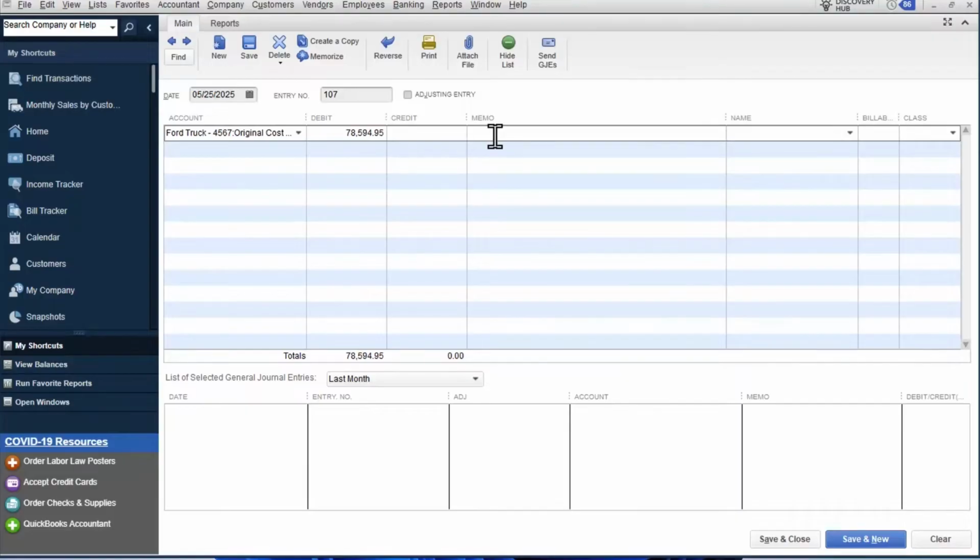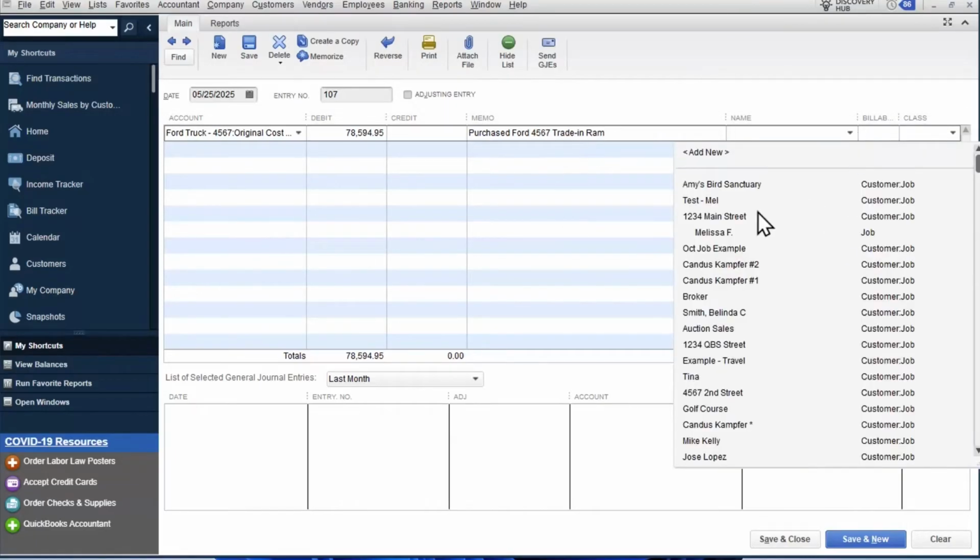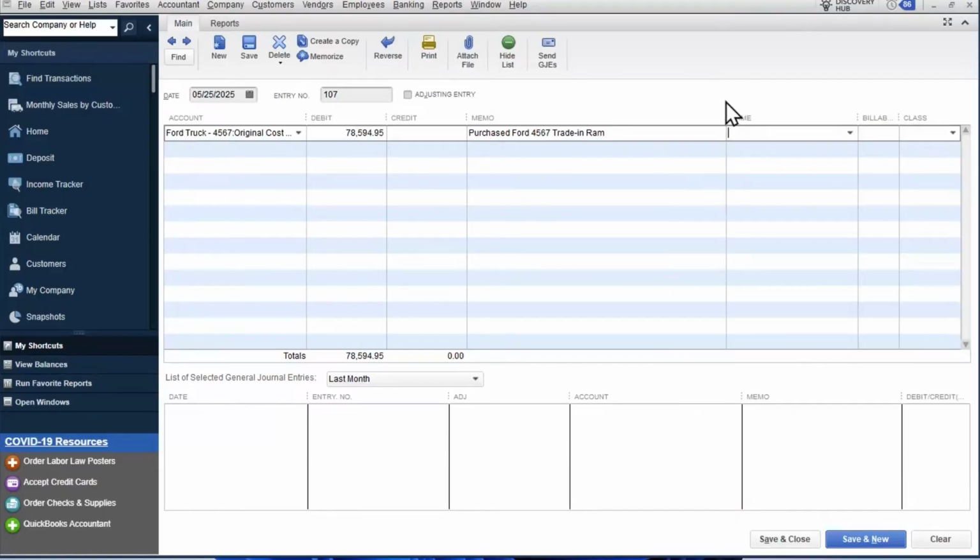Next, we are going to add purchased Ford and the last digits of that VIN number, trade in RAM, and then the VIN number as well. I like to do that on the first line because it'll add it to each one, you'll see. If you want to add the vendor which you purchased the asset from, you can. All right, let's go to the next one, which is the trade-in. We're going to skip that. I want to come back to how we do the math difference on it, but we'll do it as the last part of the transaction.